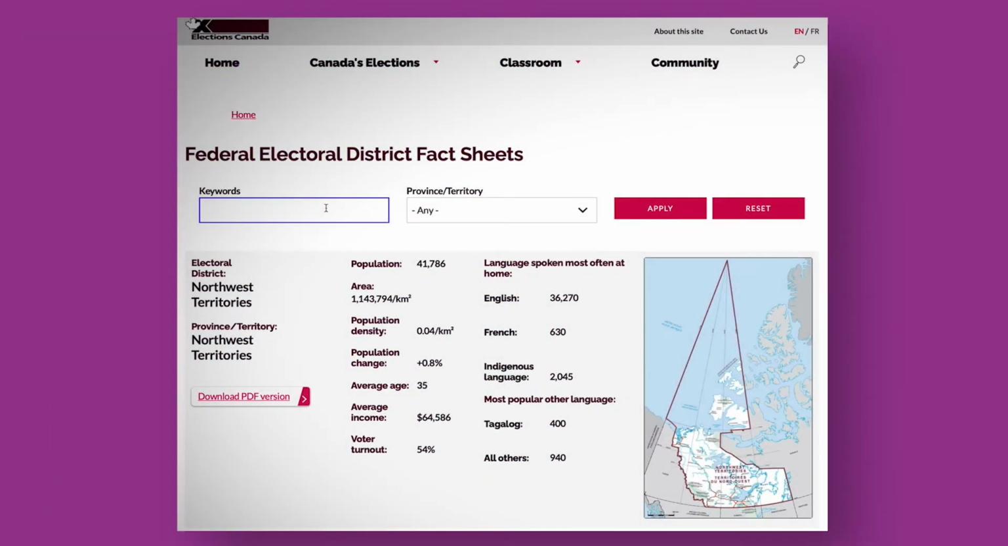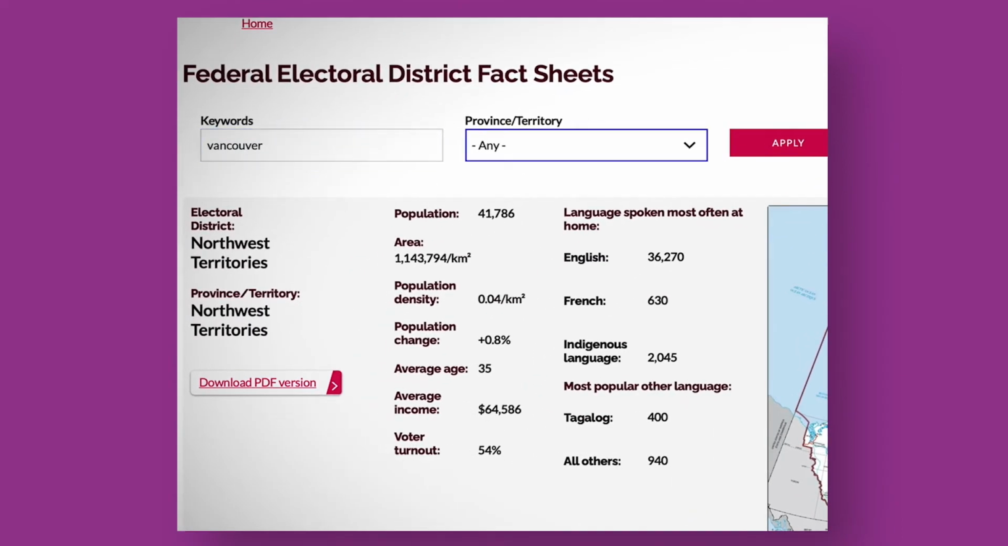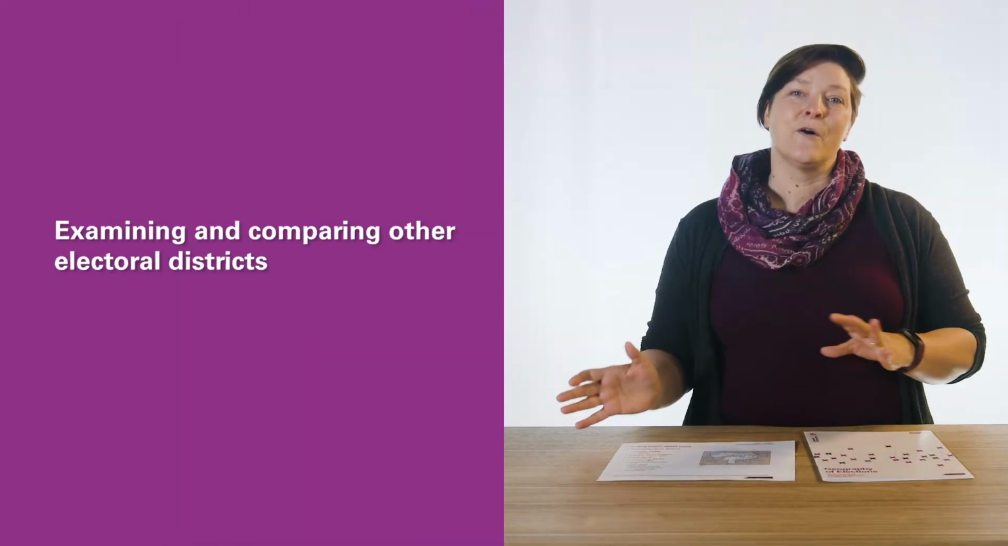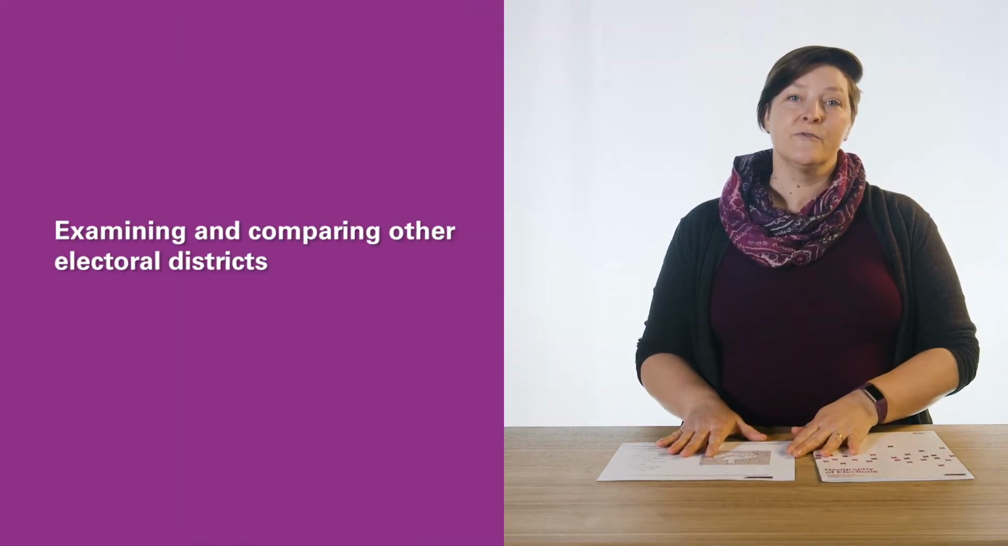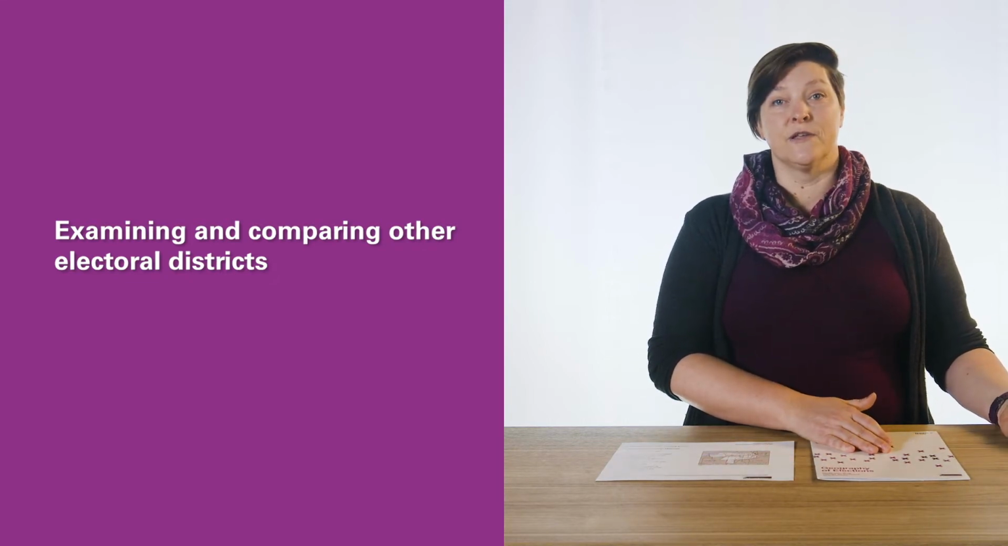All 338 riding fact sheets are available on our website for you to download and print out. They each have a map of the riding and exactly the same set of data, so they can be easily compared. That's what your students are going to do next. First of all, give each group of students a fact sheet from your school's electoral district. Then, give them a new fact sheet from a different electoral district.